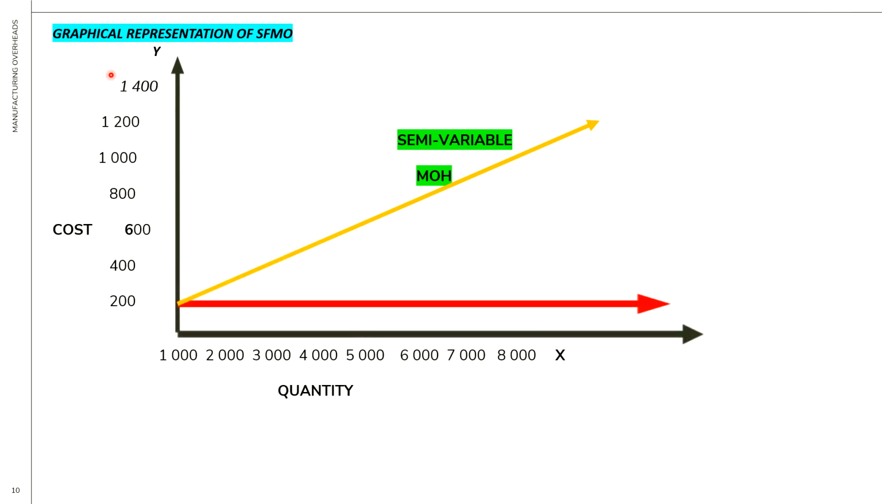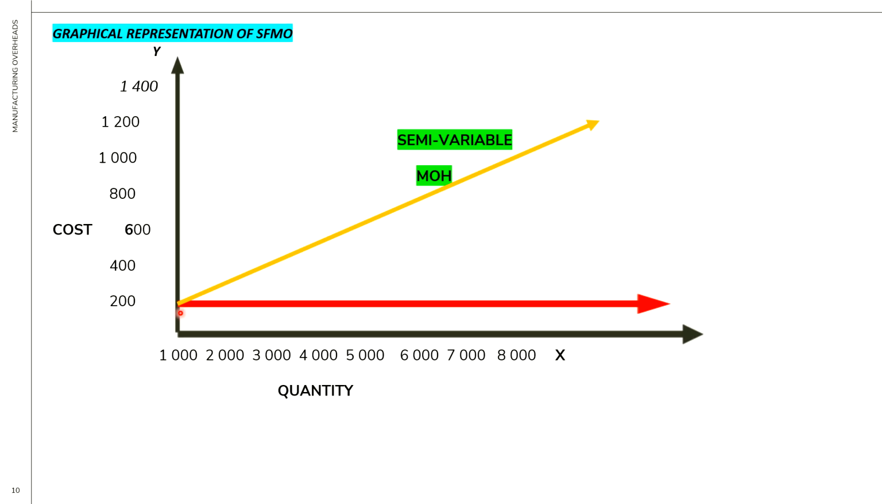This is how you show your graphical representation of a semi-variable. Sorry, this was supposed to be semi-variable. Remember, the semi-fixed one is the one that goes from here and then it goes like a Z. So this one is supposed to be SVMO, semi-variable manufacturing overhead.